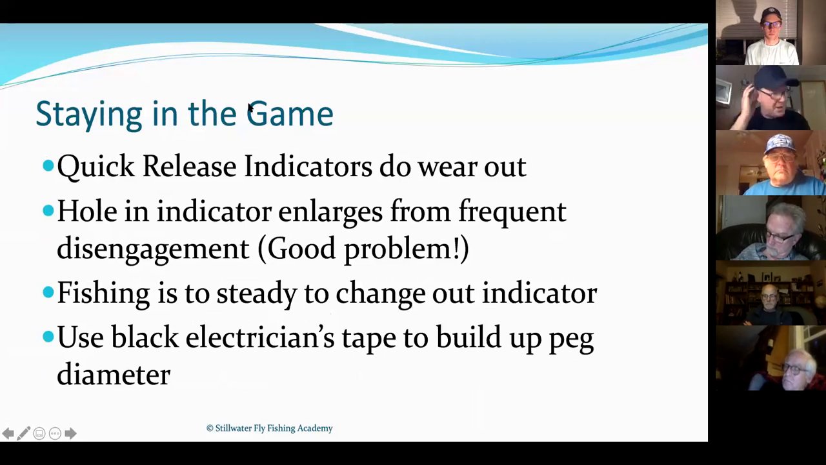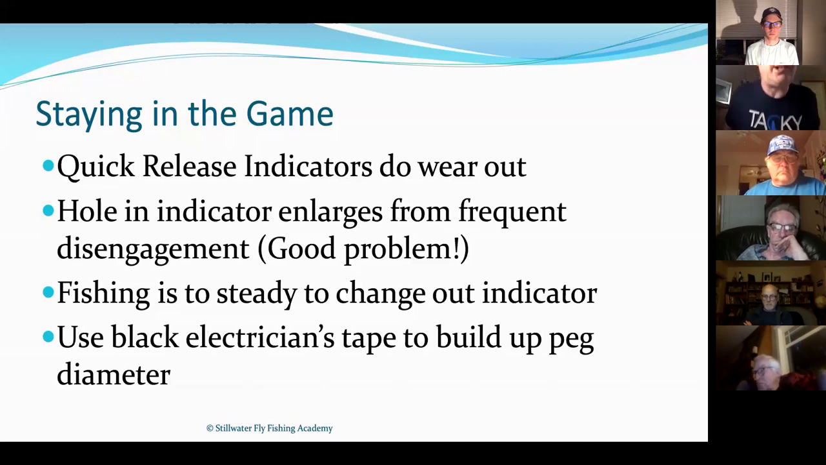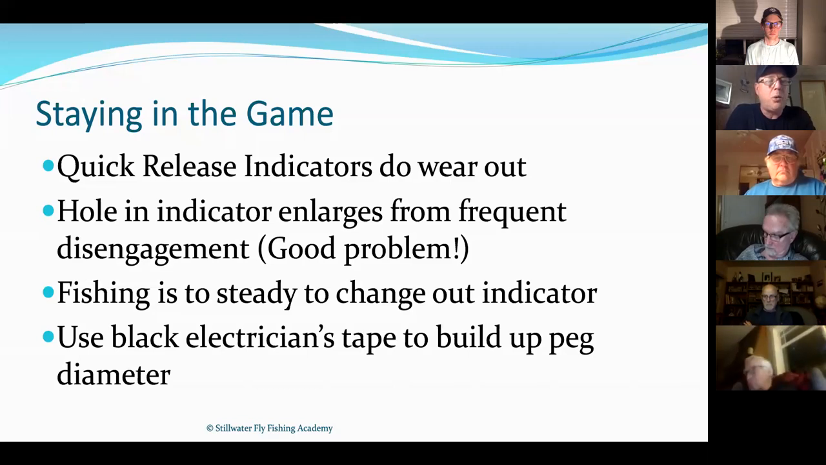The other thing is these quick release indicators: you keep putting that peg in multiple times, it starts to expand the hole in the indicator. Usually that's a good thing because it means that indicator's been popping a lot, which means you've been catching a lot of fish. It's a good problem, but you're ultimately going to have to change that indicator at some point, but not right now because the fishing's good. Who wants to rebuild their indicator at that moment in time?